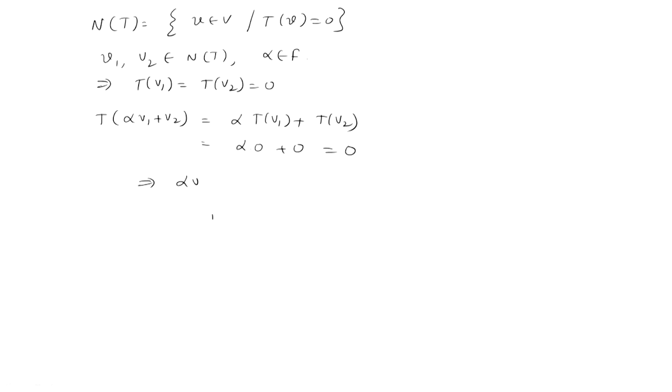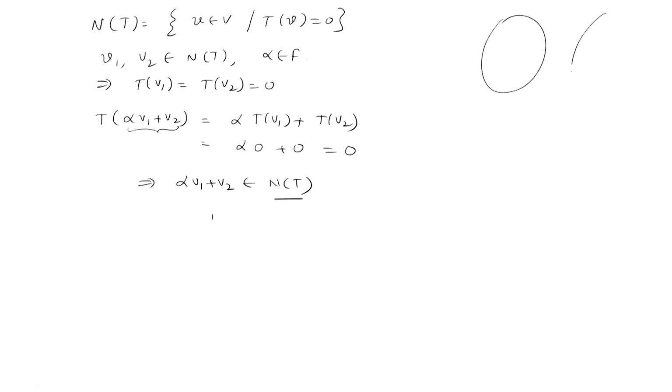So, this implies alpha v1 plus v2 belongs to the null space of T, because this element is in V, and we have shown that T of this element equals 0, and all those v in V whose image is 0 are in the null space of T. So, we have shown that the null space is a subspace of V. So, basically what we have shown is that if we have two spaces V and W, and T is any linear map from V to W, then the null space of T is not only a subset of V, it is a subspace of V. And the image of V, which we denote by R(T), is not only a subset of W, it is a subspace of W.